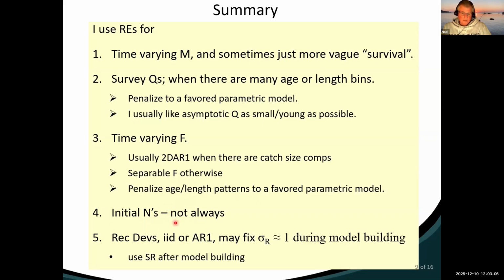And recruitment deviations, usually just either IID or AR1, but typically I would fix them to be IID and actually fix sigma R at a large value during model building, because I would be wanting to estimate the size of each cohort almost separately during model building. But once the model is built, then you can go back and think about estimating sigma R and fitting stock recruit relationships, etc.